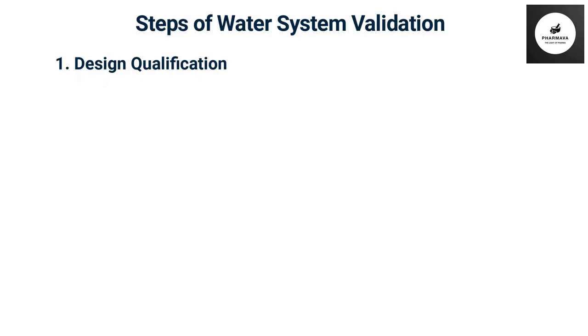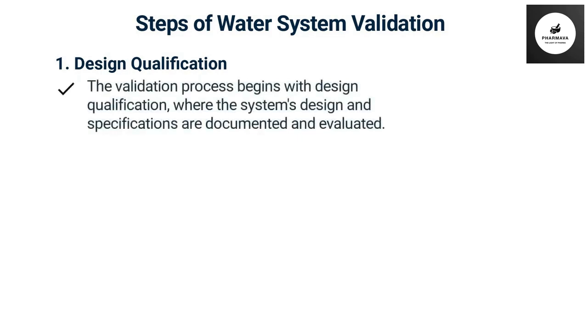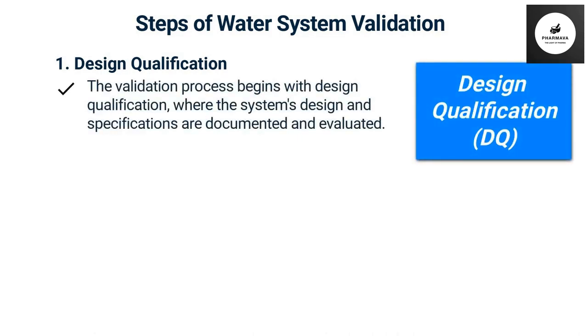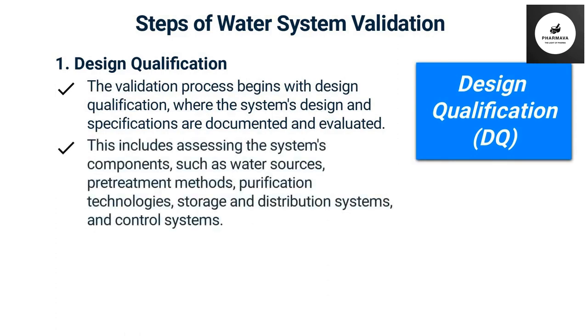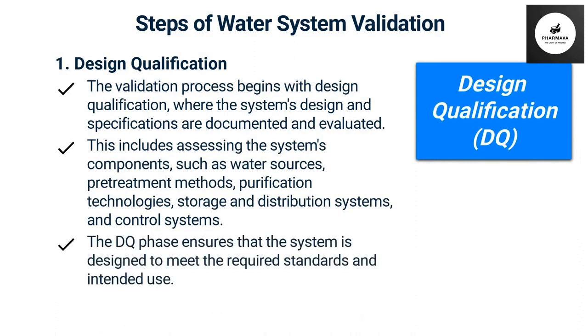Design qualification. The validation process begins with design qualification, where the system's design and specifications are documented and evaluated. This includes assessing the system's components, such as water sources, pretreatment methods, purification technologies, storage and distribution systems, and control systems. The DQ phase ensures that the system is designed to meet the required standards and intended use.